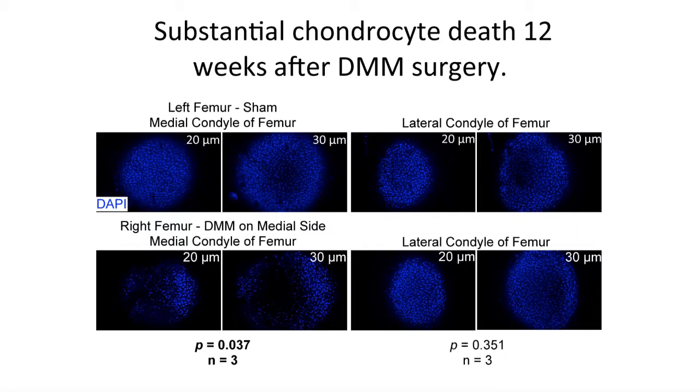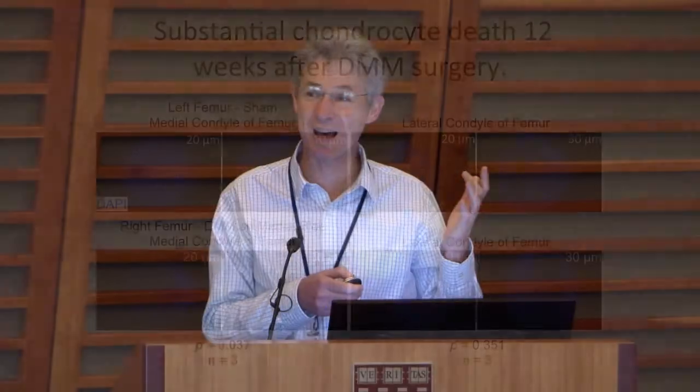months after DMM surgery, you can see a huge loss of chondrocytes in the medial condyle of the femur, underneath where the medial meniscus has been surgically displaced, compared to control, and the lateral condyle is untouched. So these data would suggest that damaging the surface of cartilage is an antecedent of cell death, but cell death is not necessarily an antecedent to surface cartilage damage. So what's the relevance of this?